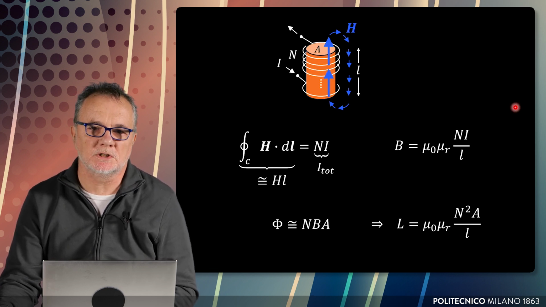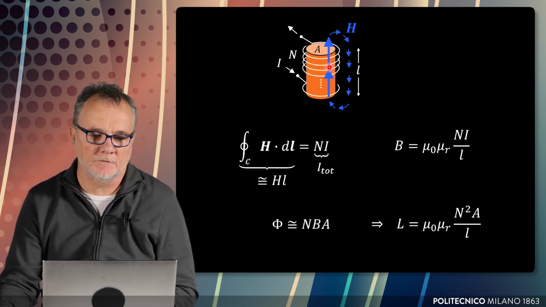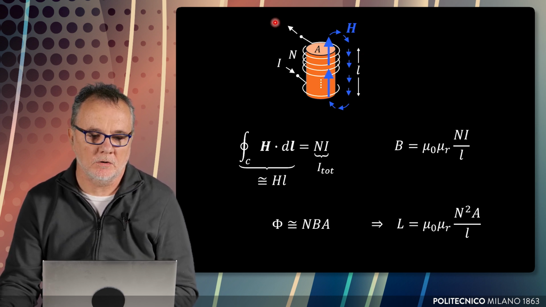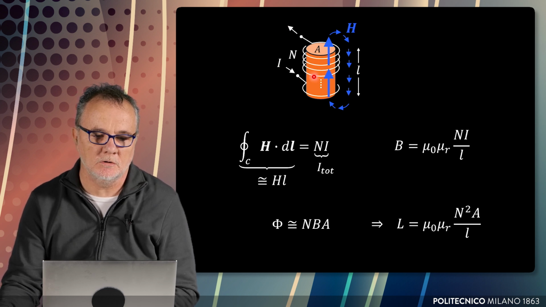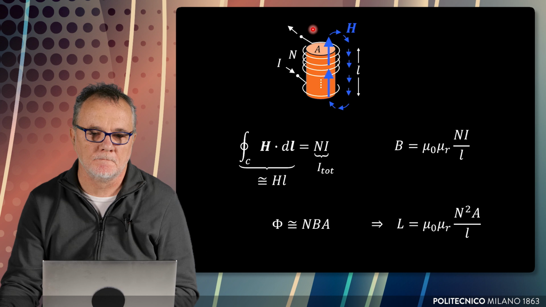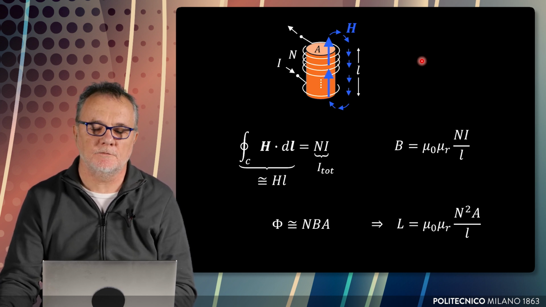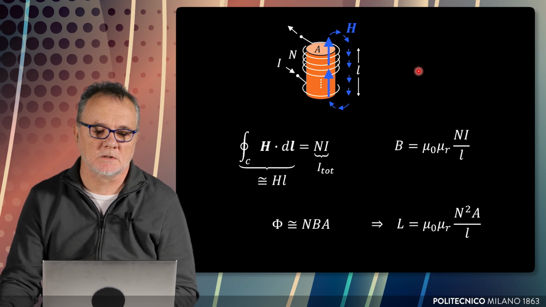Let's make now this simple computation. Let's suppose that we are in the presence of this ferromagnetic material, which is orange here. This cylinder has an area A and a length L. A current enters here, goes around and around on these n loops, and exits from the other wire. We want to compute from Ampere's law the value of the magnetic field, of the induction, and also of the inductance.